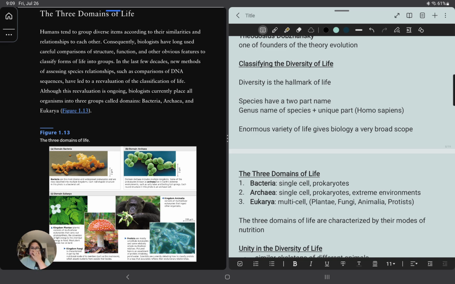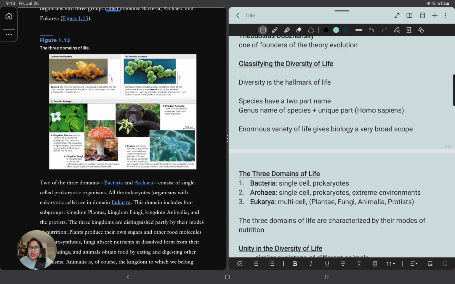The three domains of life. Humans tend to group diverse items according to their similarities and relationships to each other. Consequently, biologists have long used careful comparisons of structure, function, and other obvious features to classify forms of life into groups. In the last few decades, new methods of assessing species relationships, such as comparisons of DNA sequences, have led to re-evaluation of the classification of life. Although this re-evaluation is ongoing, biologists currently place all organisms into 3 groups called domains: bacteria, archaea, and eukarya.